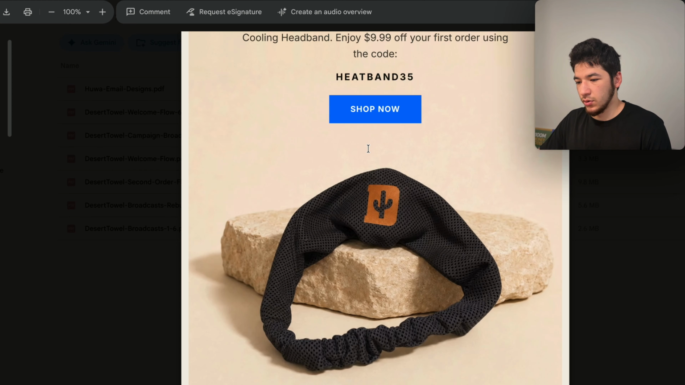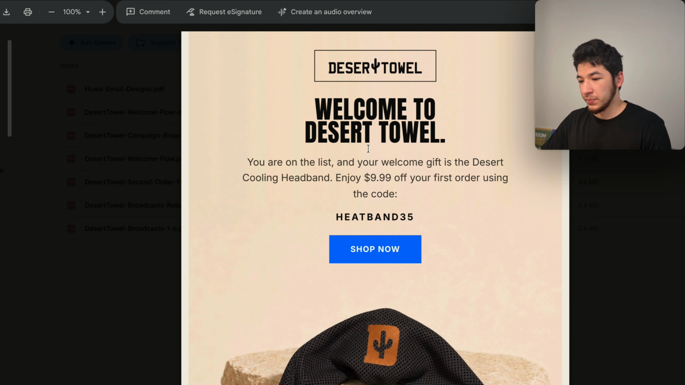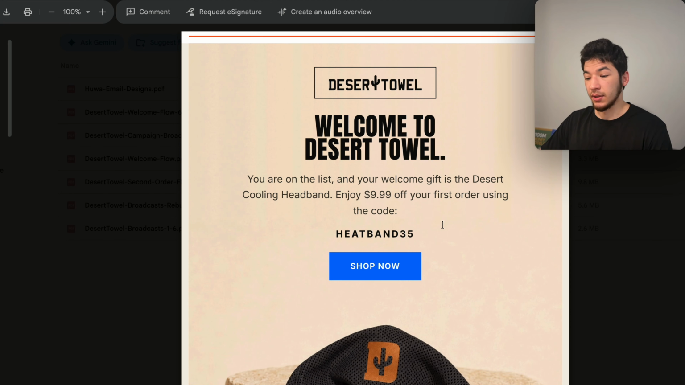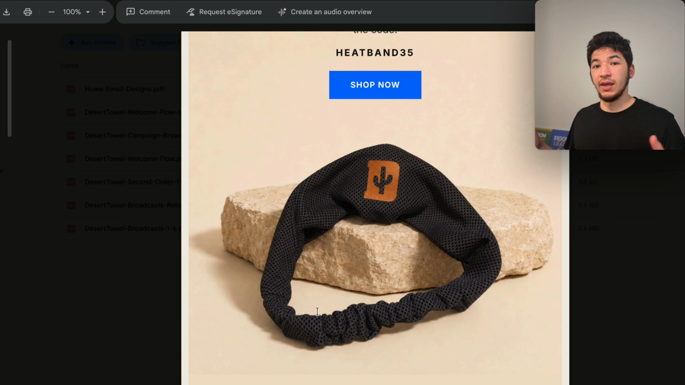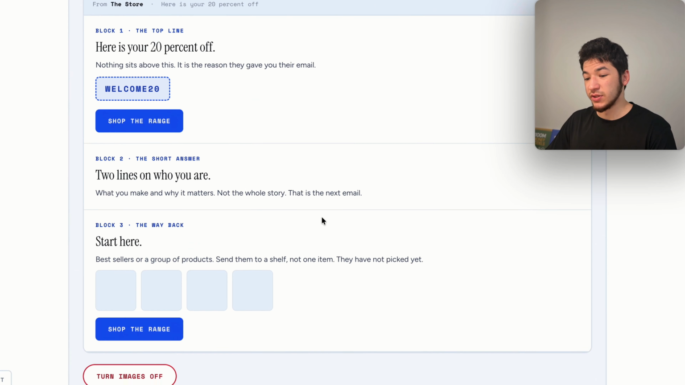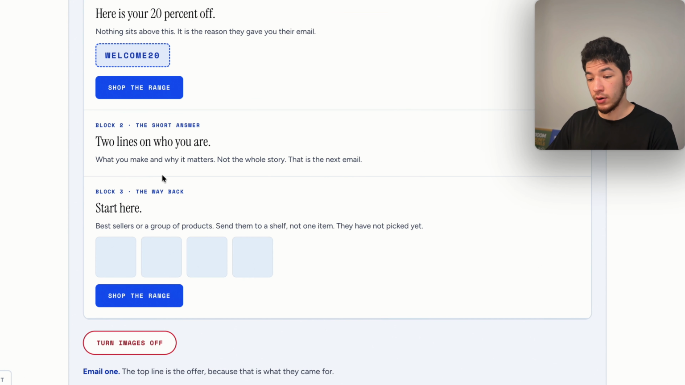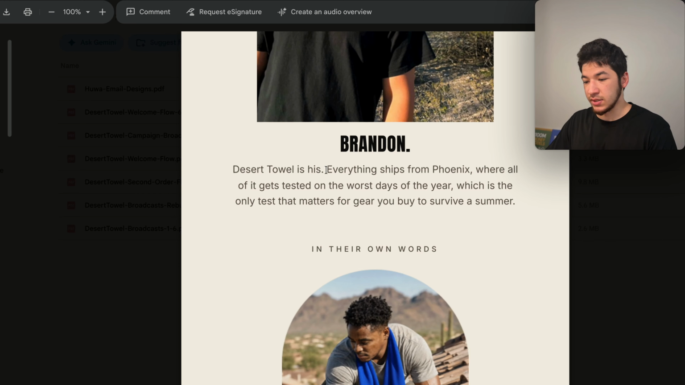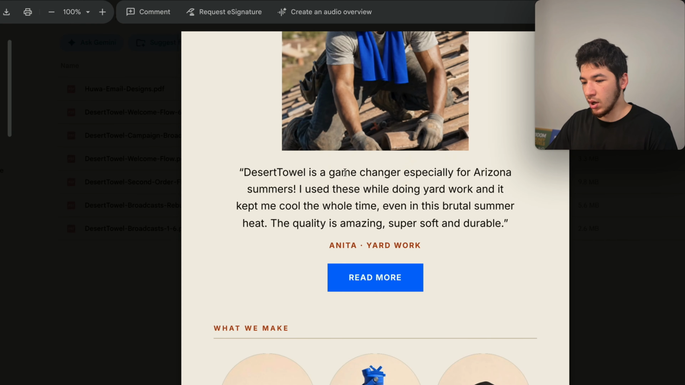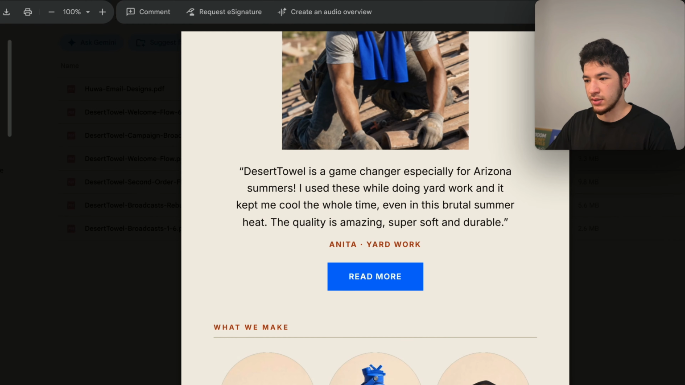So if I show you an example of the one that we've recently built right over here, it says, hey, welcome to Desert Towel, subheadline, give them the code, and then give them the shop button. In this case, the offer is a free headband, and so they get this little image with a headband right here. Then we go into 2 lines on who you are, what you make and why it matters. It's not the whole entire story, that will be in the next email. As we can see over here, we go into who the founder is, what Desert Towel does, and we also include a couple of customer testimonials right at the bottom of that.